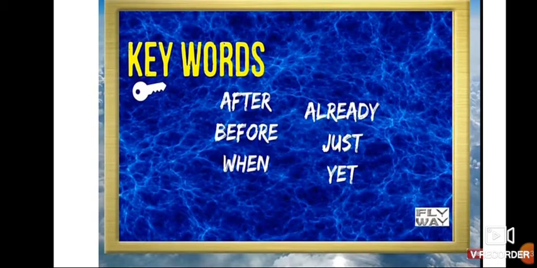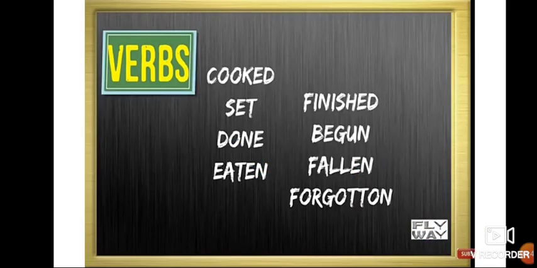Some key words that can be used to describe past perfect tenses are after, before, when, already, just, and yet. And some verbs that can be used as past participles are cooked, set, done, eaten, finished, begun, fallen, or forgotten.